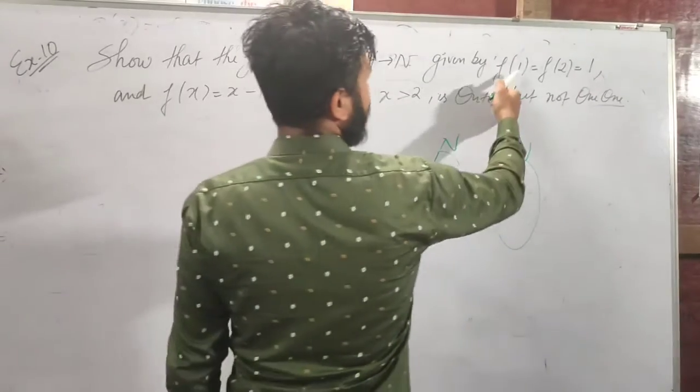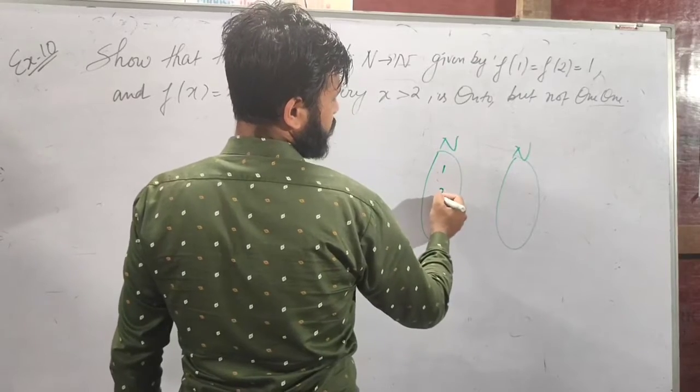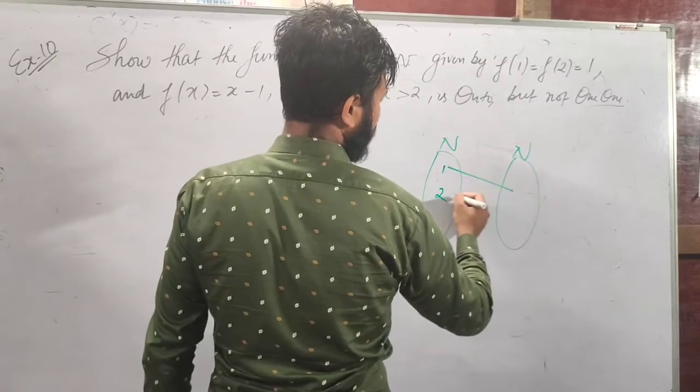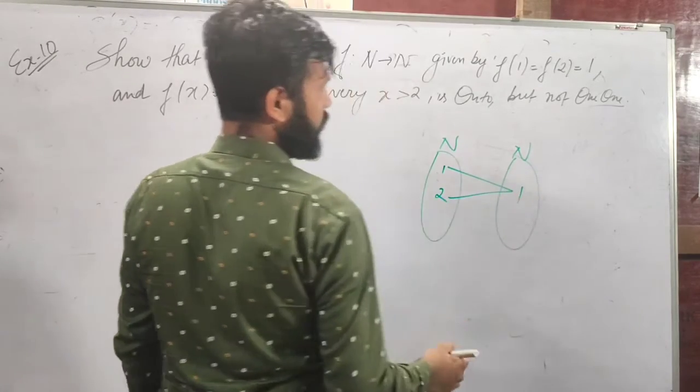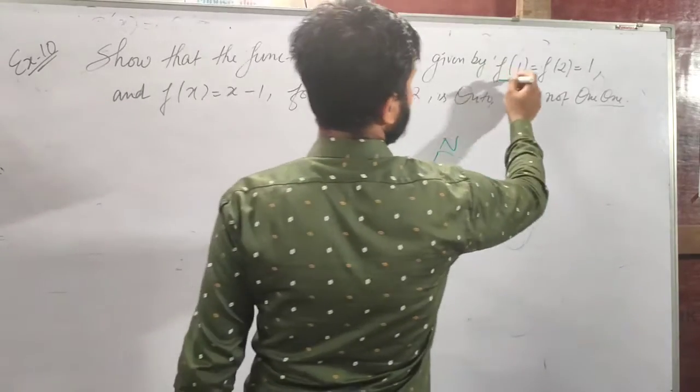And it is given that f(1) and f(2) are equal. That means f(1) and f(2) both have the same image, 1. f(1) is also 1, and f(2) is also 1. It's already given in the question.